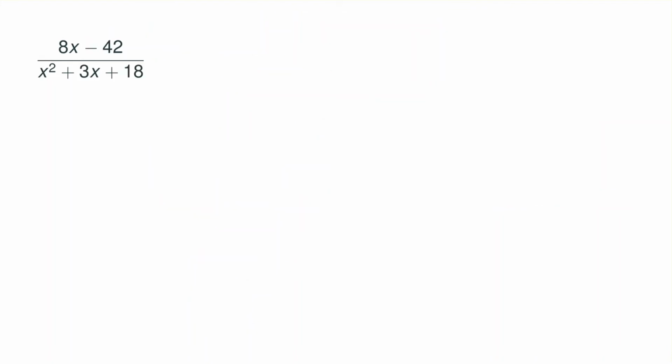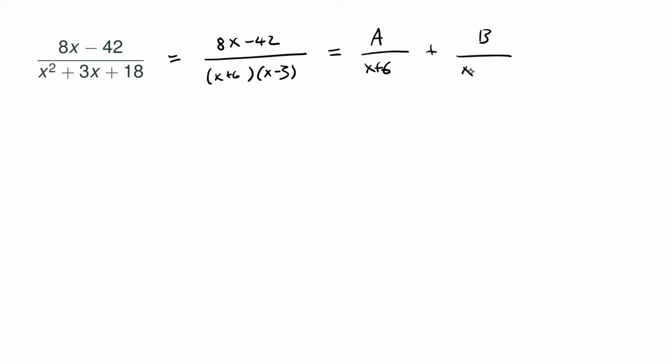Partial fraction decomposition. First, we need to factor the denominator. 8x minus 42 over x. Oops, I already wrote x. I meant to write it right here. X plus 6, x minus 6. So that means we can decompose this fraction to a over x plus 6. I'm sorry, I meant to write minus 3 here. Plus b over x minus 3.